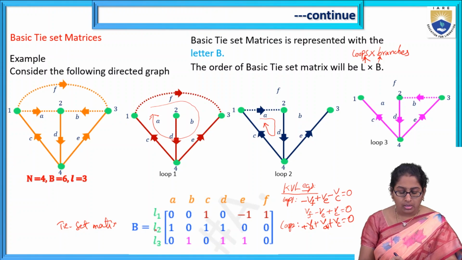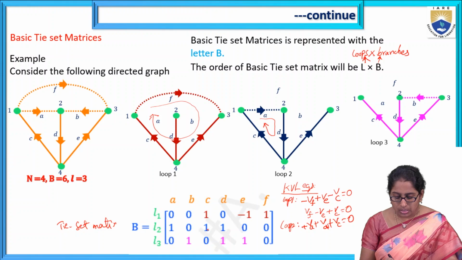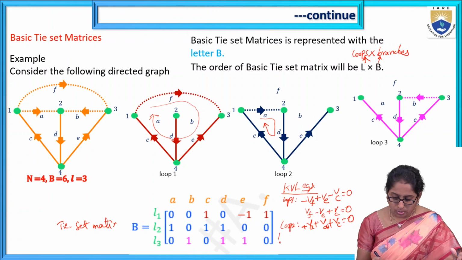So put that in my matrix. Second equation, for loop 2: VA plus 1, VB not there so 0, VC plus 1, VD plus 1. Next VE, VF not there, so the remaining 2 are zeros. Next, loop 3.